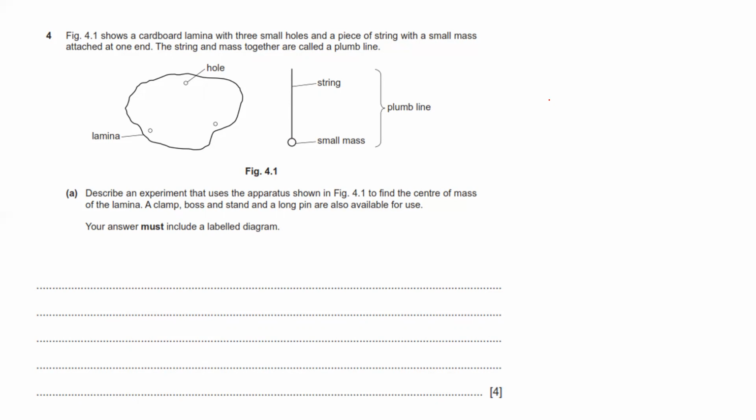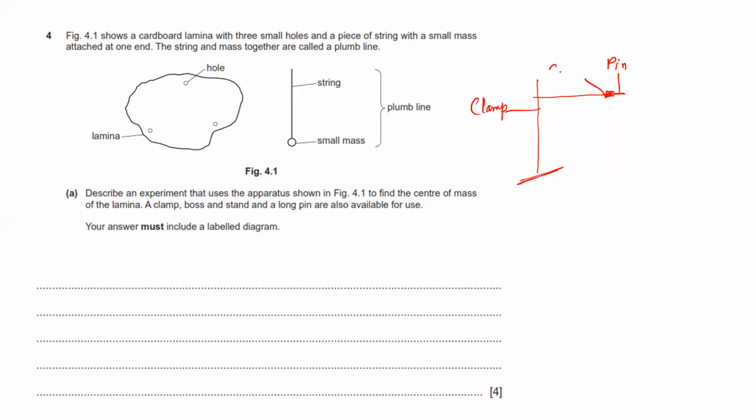So let me draw a labelled diagram here. Basically we'll use the clamp. So this is my clamp and this is the clamp holder, and you have the pin over here. This is my pin. You can say this is my clamp.